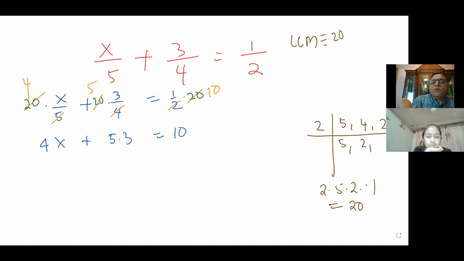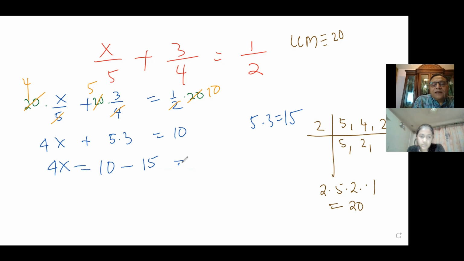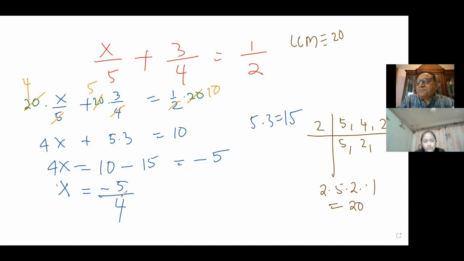Yes. Now, we can actually rearrange. When you rearrange, you get 4x equals to 10 minus 5 times 3, which is 15, correct? Since 5 times 3 equals to 15. Now, we have 10 minus 15 is how much? It is minus 5 because the negative number is greater here. So 4x is negative 5. x will be negative 5 divided by 4. Is this step clear to you? Yes. Okay, let's move on. Take some more examples.